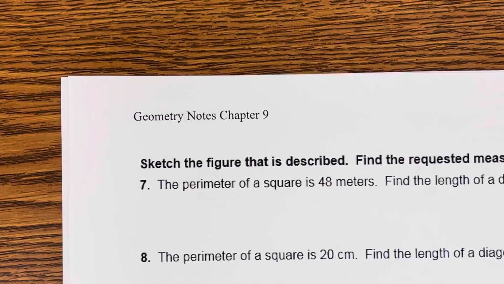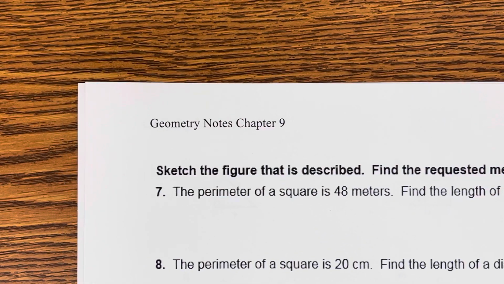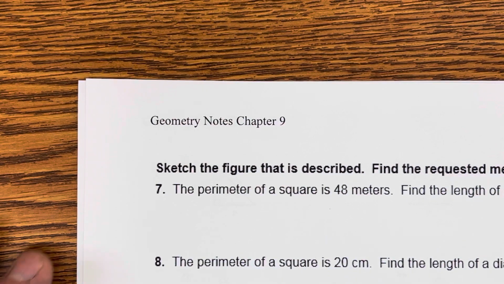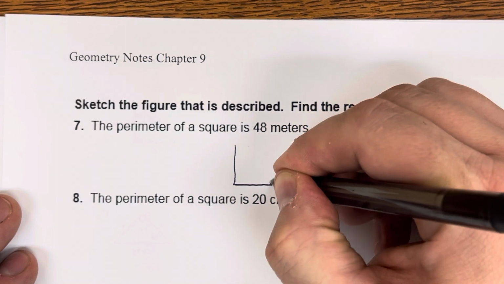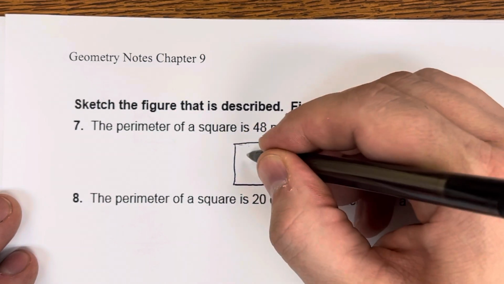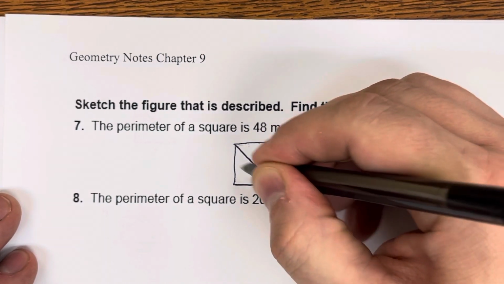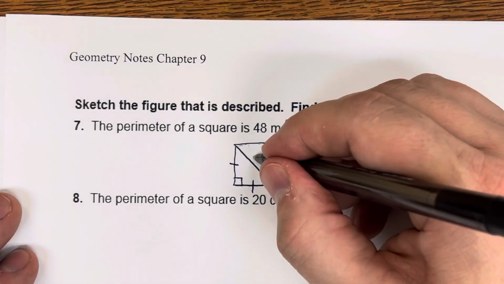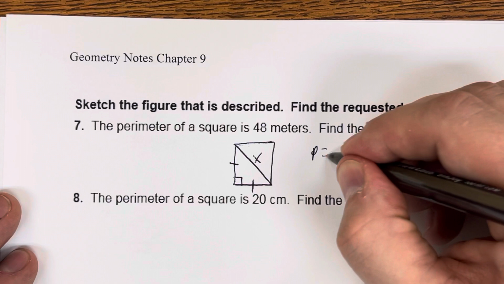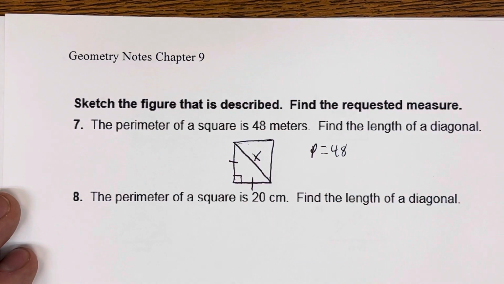This time I have the perimeter of a square being 48 meters. Find the length of a diagonal. So I'm going to draw out a square here. And if I'm told the perimeter of this square is 48, I'm finding this piece. These are congruent. This is a right angle because it's a square. I'm looking for this piece x. Perimeter equals 48. So each side would be 48 divided by 4.